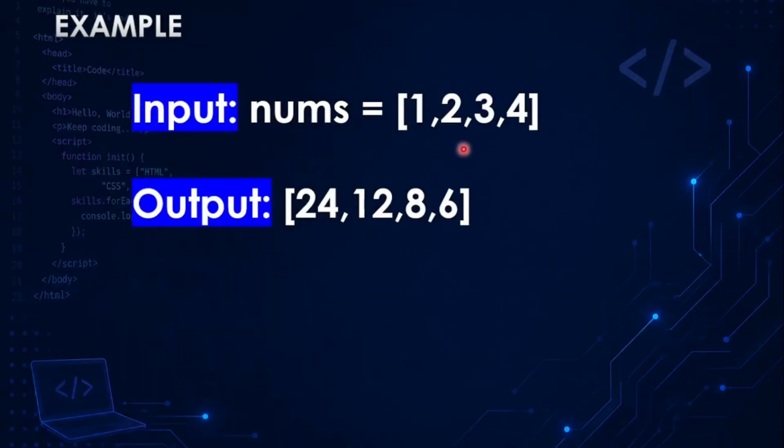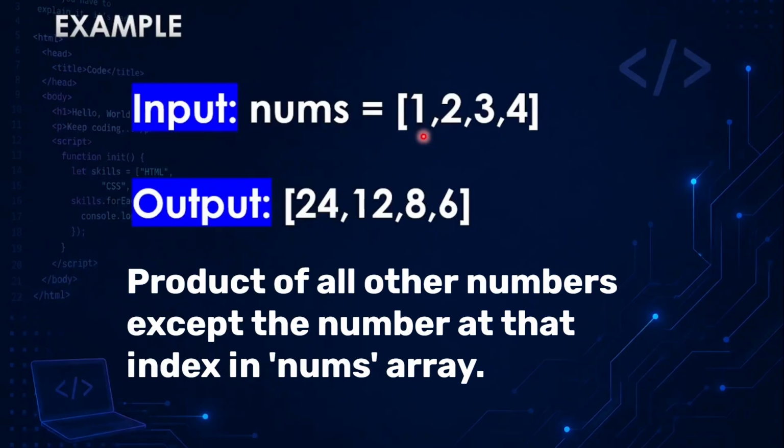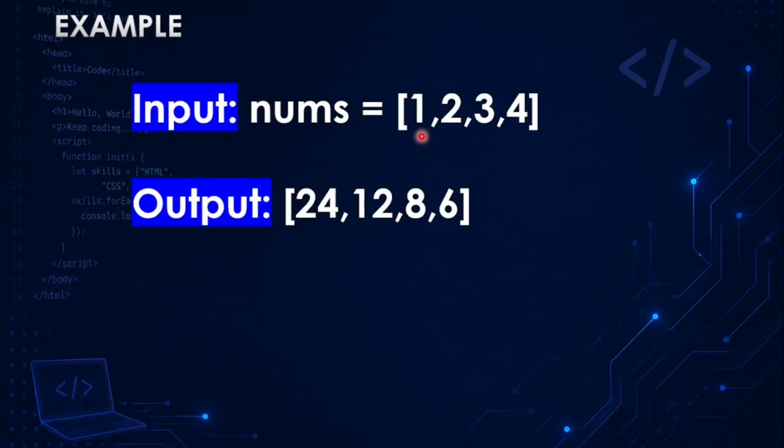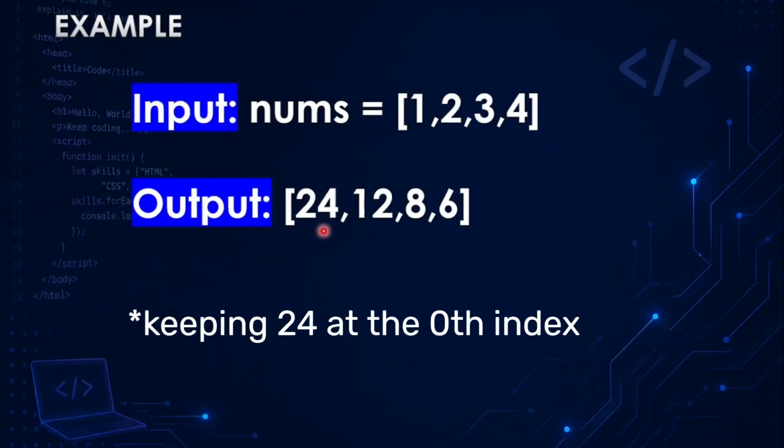Imagine you're given an array, 1, 2, 3, 4, as the nums input, and I ask you to create a new array where every position contains the product of every other number except itself. So the answer should be this array. As you can clearly see, if we leave out the element at the 0th index, that is 1, and multiply all the other elements, that is 2, 3, 4, it gives us the result 24. So in the output, I'll be keeping 24 as the 0th element.